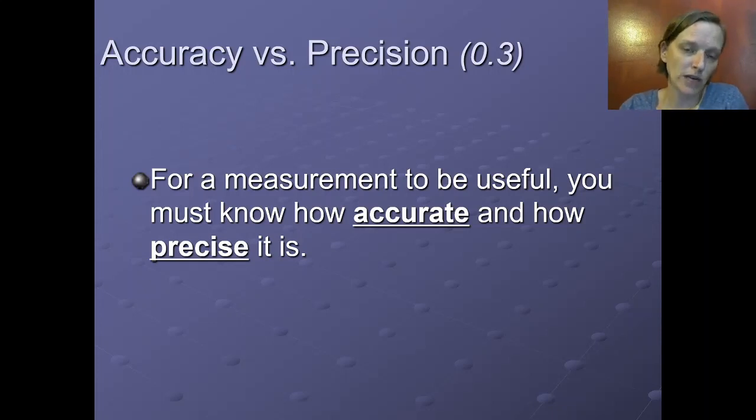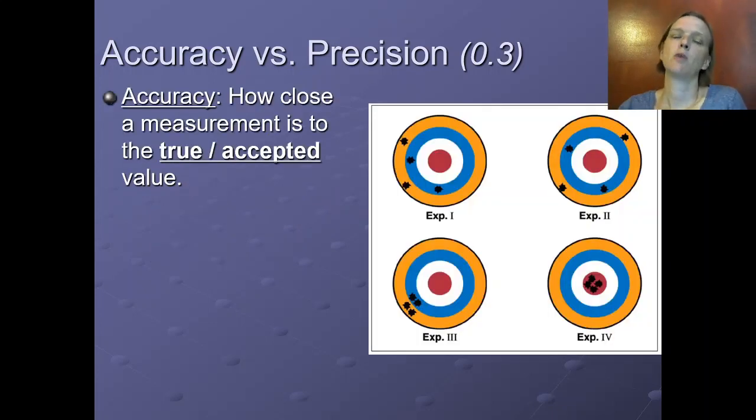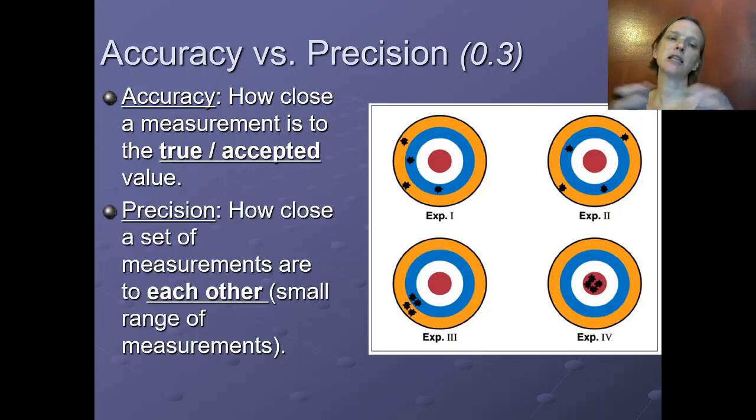So we need to convey accuracy and precision. So what is accuracy? Accuracy is how close a measurement is to the true value or the accepted value. So this might be a textbook value that you get out of a textbook, or some other standard true known value. Precision, on the other hand, is how closely clustered together a set of measurements are to each other. So there's a small range of measurements.